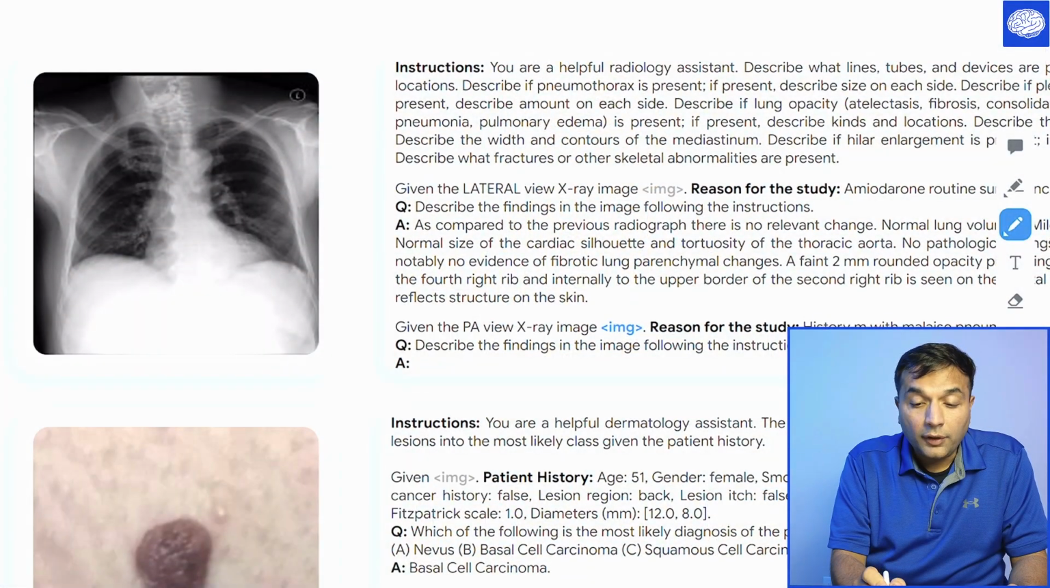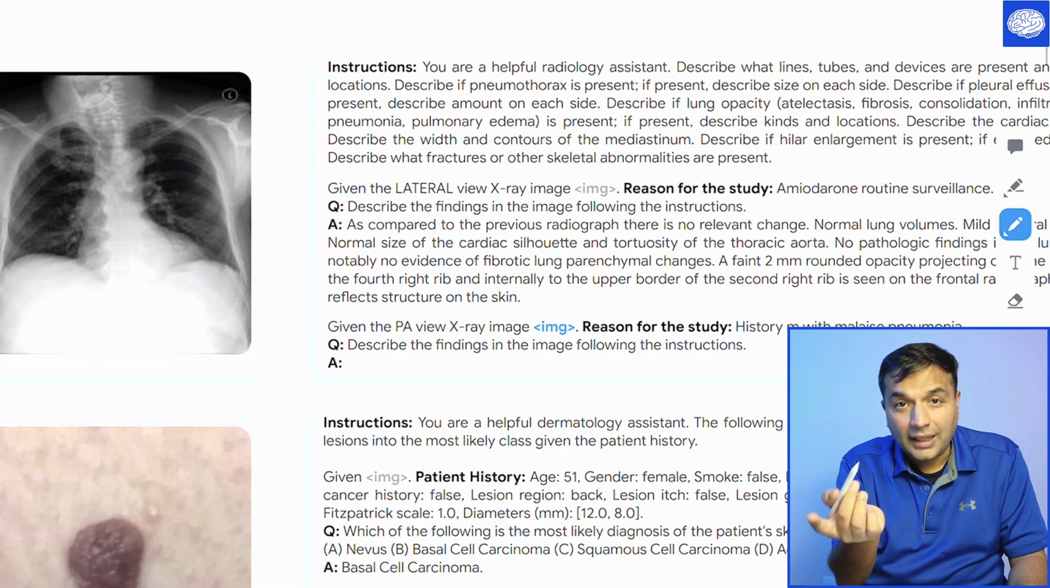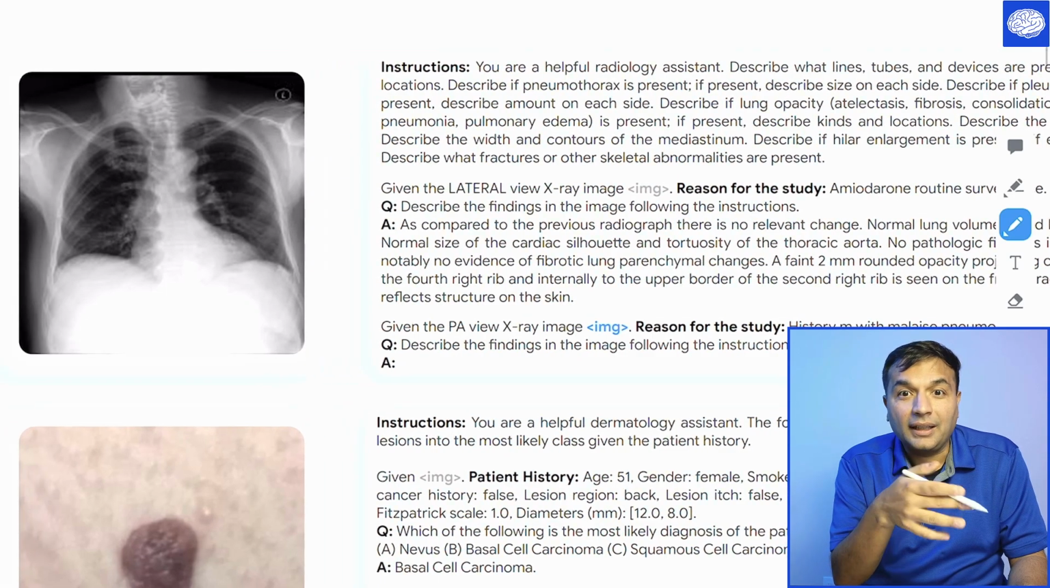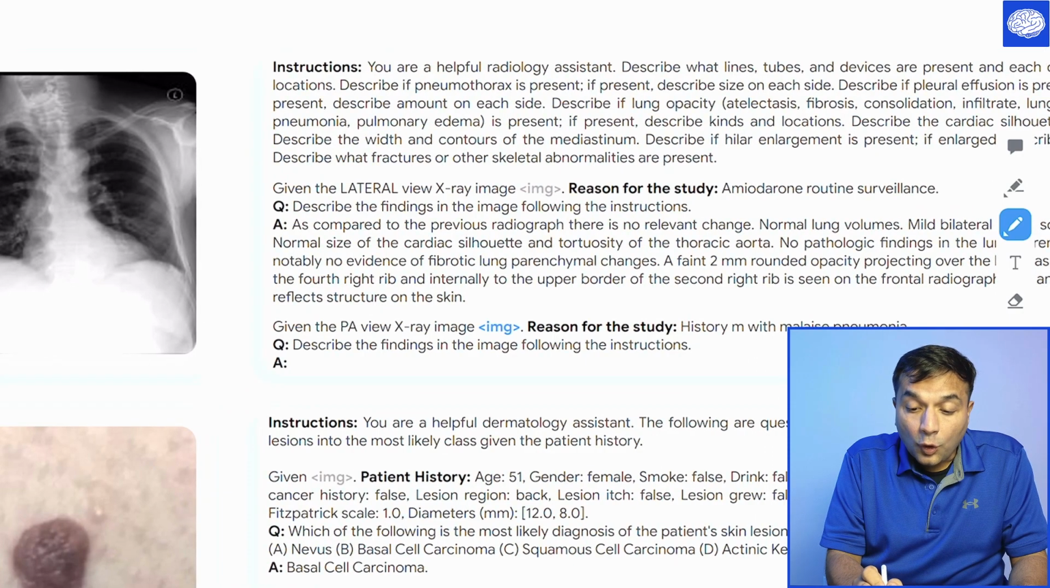Anyways, this vision is superb, and one of the examples they're giving is also very, very interesting. So I'm going to give you this: you are a helpful radiology assistant, describe the lines and tubes, given the lateral view. So that's not really amazing. As a matter of fact, this is a DICOM tag. But anyways, as compared to the previous radiology, there is no relevant change.